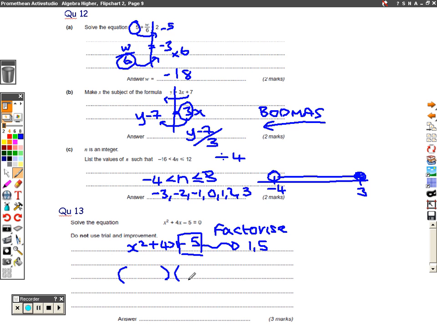We want to get 4 in the middle, so we need to think, how are we going to put 1 and 5 together to get 4? So it's going to have to be plus 5 subtract 1, each bracket equal to 0. And then we need to let each bracket equal 0 and rearrange. Plus 5 comes across as minus 5, and minus 1 comes across as plus 1.